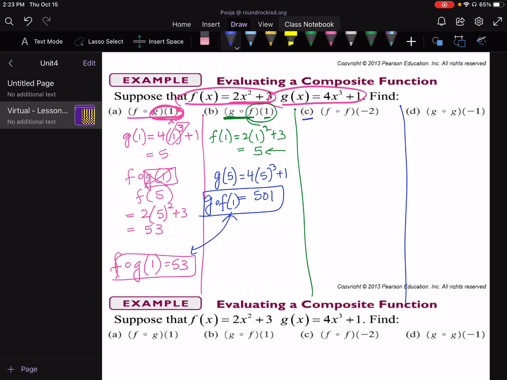Okay, let's try C, and I'm going to ask you to try G on your own. This one's saying f composed with f, so f needs to be fused into itself. First I'm going to find f of negative 2. f of negative 2 turns out to be 11. And now since this needs to be fused into f itself, I need to find f of 11. So this was the first step and this is the second step.